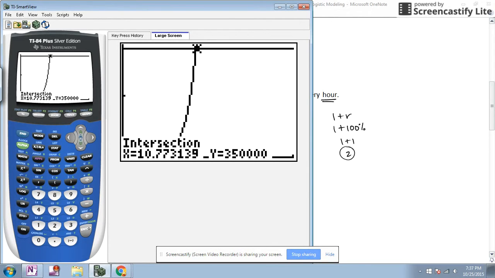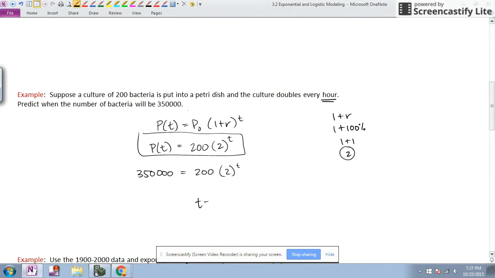It intersects at 10.773139. So beautiful. T is equal to 10.773139. Now that's an approximation because obviously that decimal probably went on a lot longer, but that's a really good approximation. And I'm feeling pretty good. So in about 10.7 hours. So maybe there was something like, oh, we hit a critical mass at 350,000. Like how much time do we have before this bacteria has covered the entire thing, and so we know we have 10.7 hours to fix this problem, right?